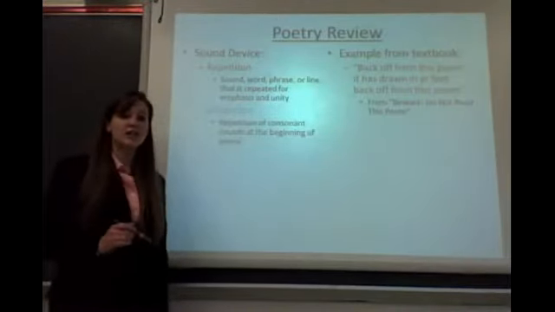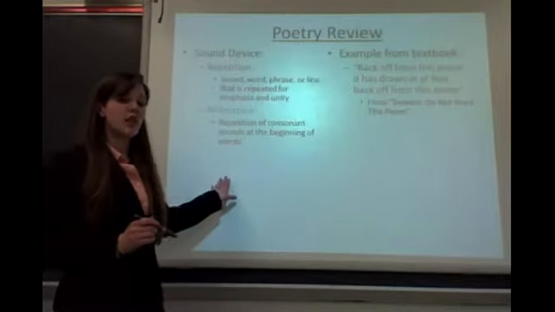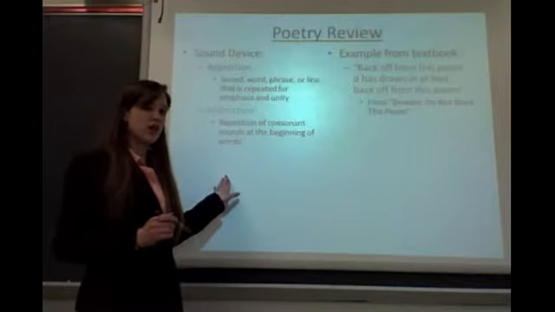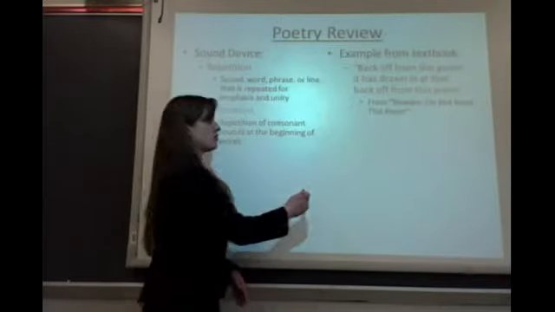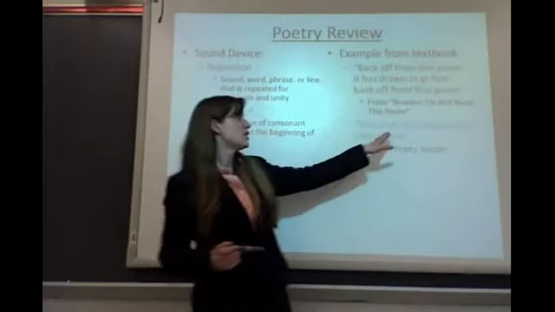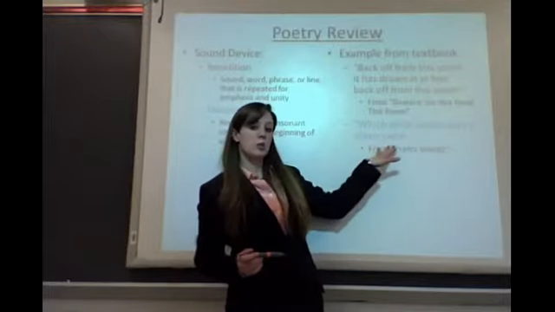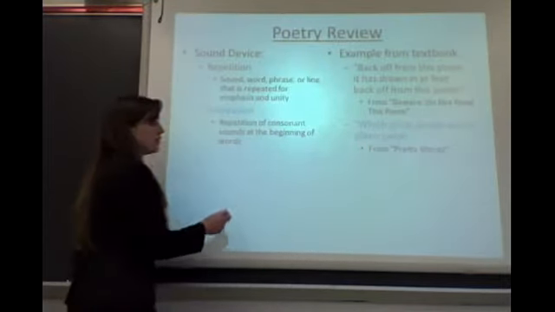The next one is alliteration. We mentioned that often tongue twisters are alliteration because it's the consonant at the beginning of the word that is repeated, such as circle slowly with a silken swish. The S is repeated at the beginning of those words.